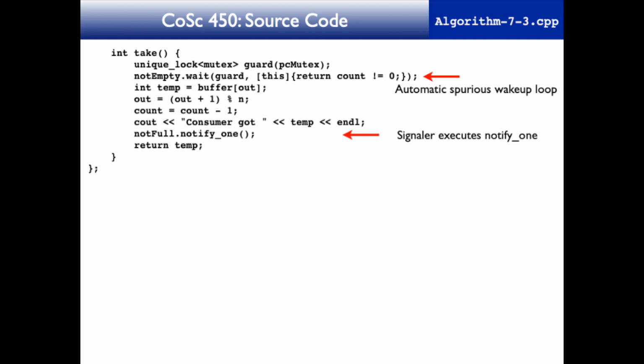And here we have int local variable temp gets buffer sub out, so there we are consuming. Out gets out plus 1 mod n to take care of the consumed item, and we decrease count by 1. And then we have a little output statement here, consumer got, and what the consumer got. And then for the signal, again, same recipe, not full dot notify 1, and then we return temp, because take returns the integer that was consumed.